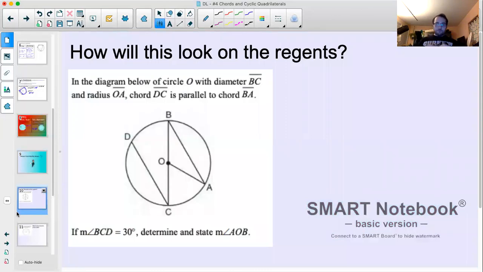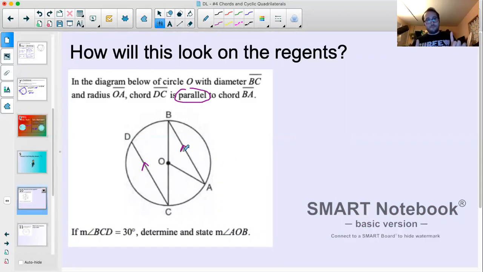All right. So the first one, let's see how this looks on the regions. These are all regions questions. In the diagram below, circle O with diameter BC and radius OA. Chord DC is parallel to chord BA. Always mark up your diagram. I didn't even finish reading yet. Mark up your diagram. So diameter, radius, okay, we'll get there, chord, okay. But when something is parallel, there's something to mark up. So it says DC is parallel to BA, DC is here, BA is here.